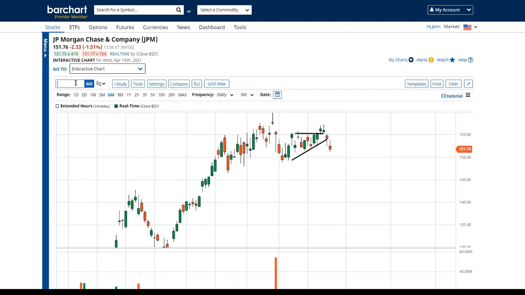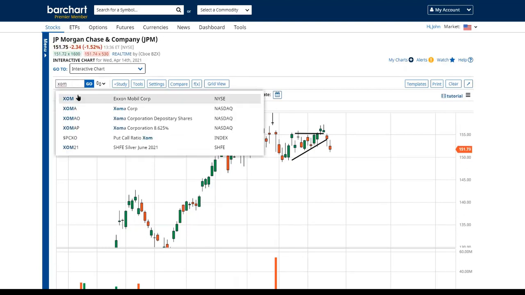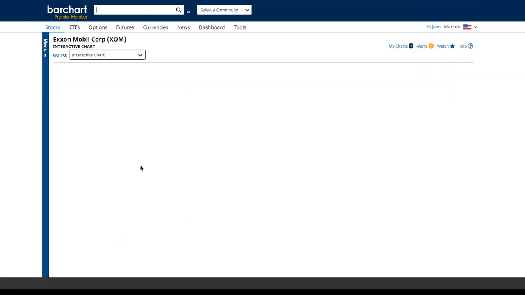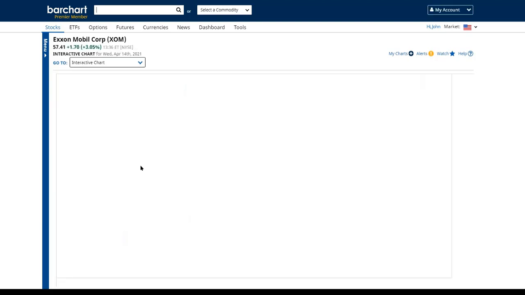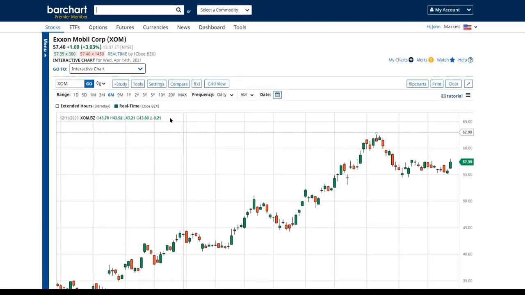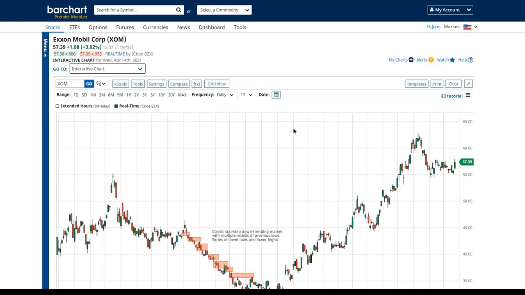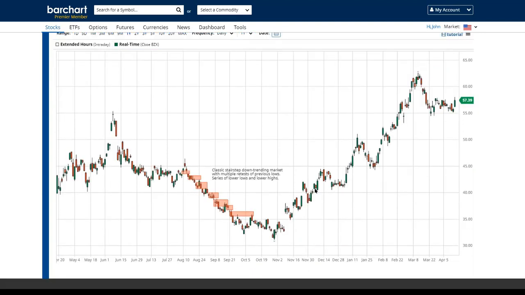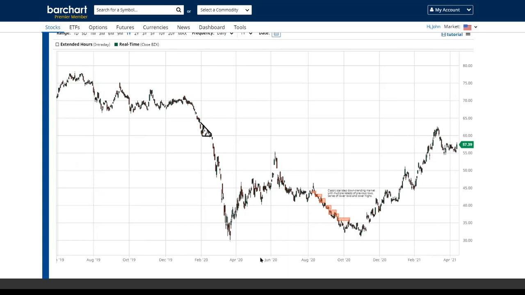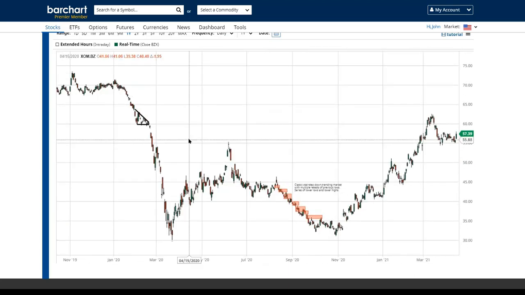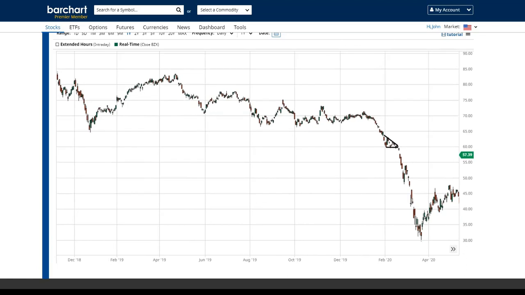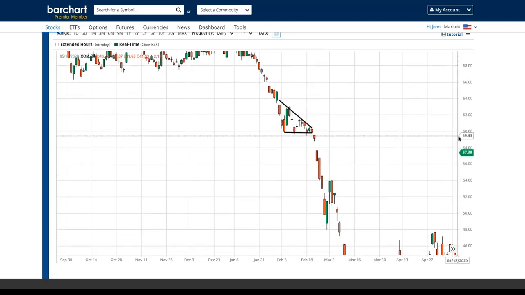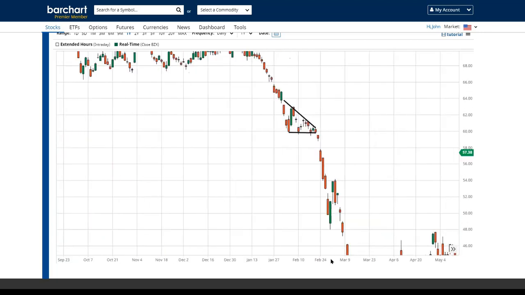All right, so let me show you a descending triangle. I need to go to one year here, and I want to tighten this up a little bit. And there it is. Let me move this over a little bit, and let's expand this so you guys can see this really nicely.